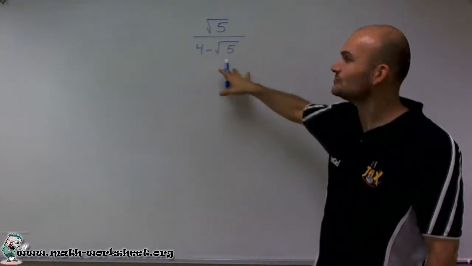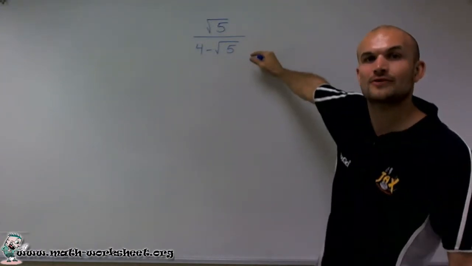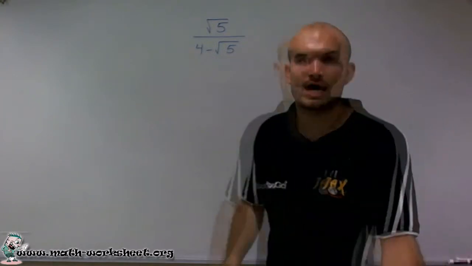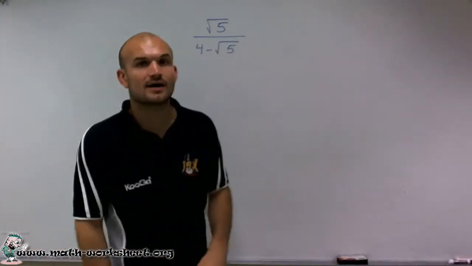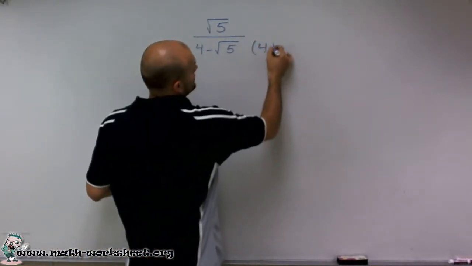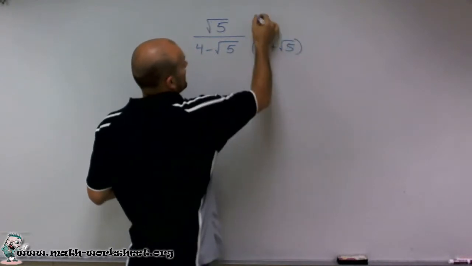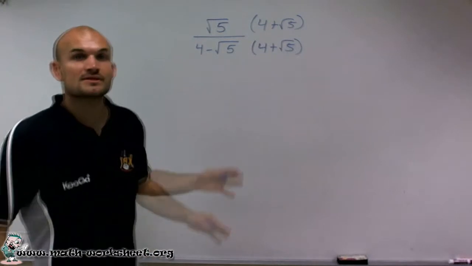We don't really want to do this, because I don't want to be dividing by an irrational number, which is the square root of 5. So to help me simplify this, what I can do is multiply by the conjugate of 4 minus the square root of 5. Well, the conjugate of 4 minus the square root of 5 is 4 plus the square root of 5. And I've got to make sure I multiply that on the top and the bottom to keep equivalent fractions.